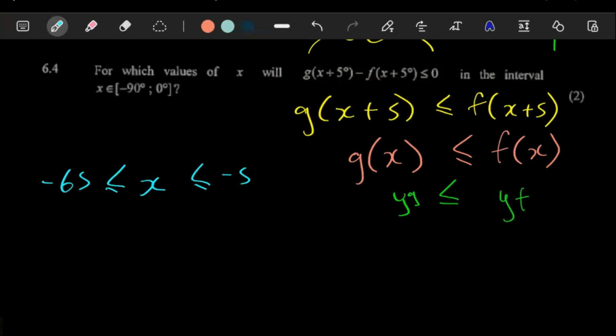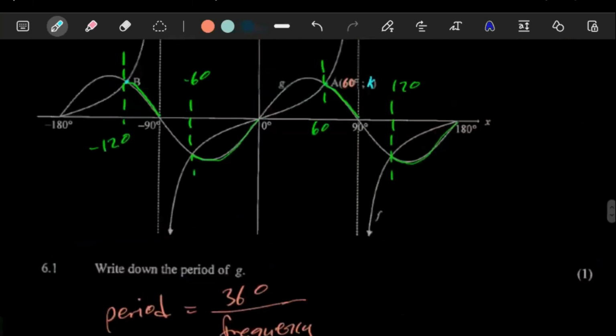So let's see. What's the thing now? What else? Yeah, this is all good. It doesn't seem like it's a crazy question, this one. That's why it's just 2 marks.